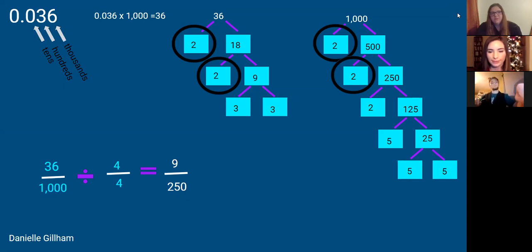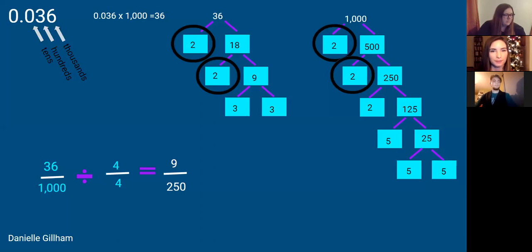So this number 0.036 ends in a thousand spot. So you're going to multiply by 1,000 and you get 36. Then you break down 36 and 1,000 and find the greatest common factor, which is 4. 36 divided by 4 is 9, and 1,000 divided by 4 is 250. So 0.036 equals 9 over 250 as a fraction.